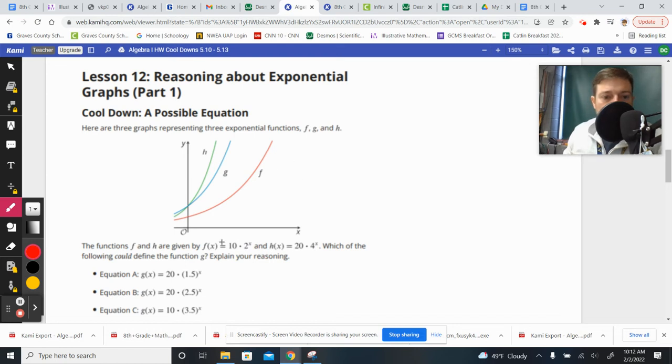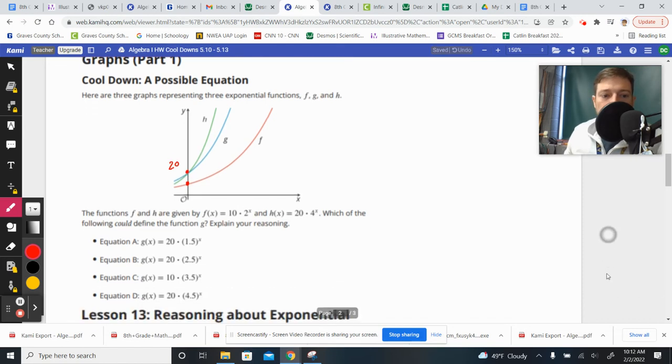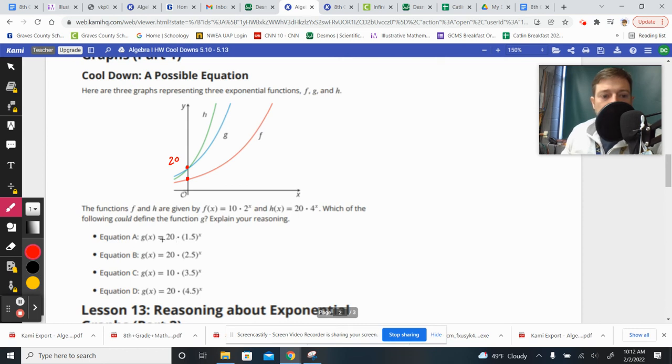Also, I noticed that f has a starting point of 10, which would give us a y-intercept at 10, and h of x has one at 20. So since g goes through that point, I'm looking for an equation that also has a starting point of 20, and that would be between 2 and 4 for a growth factor. So when I look at my answers for that, these three are 20, so I'm not going to pick this one.